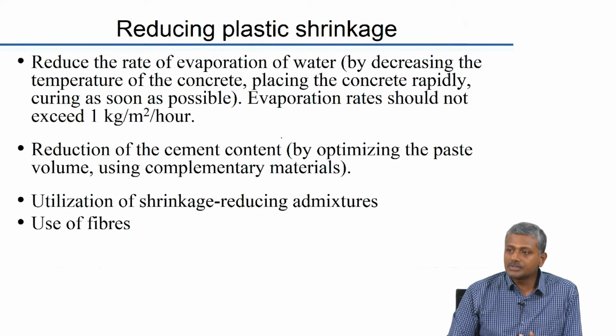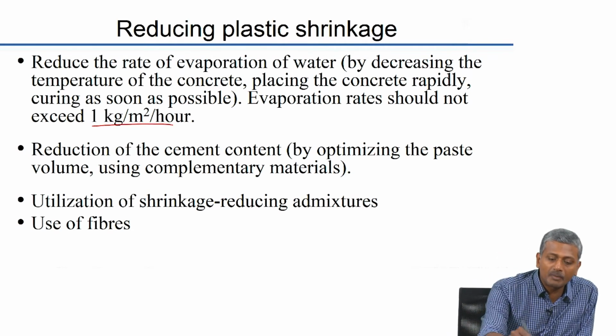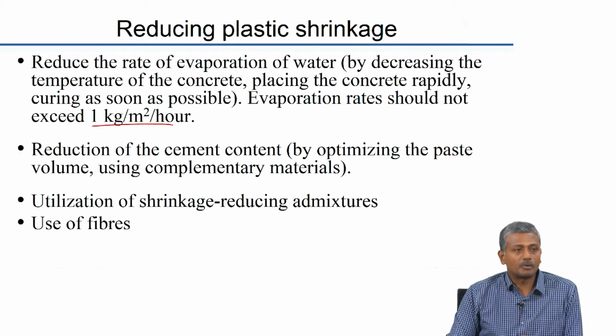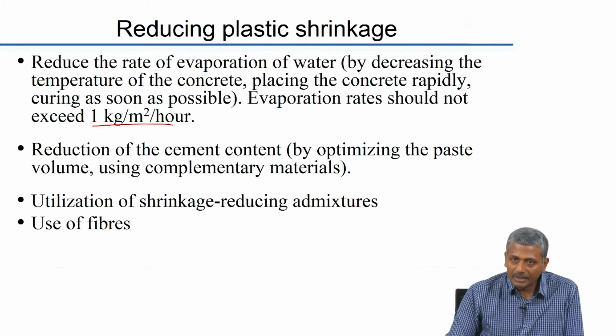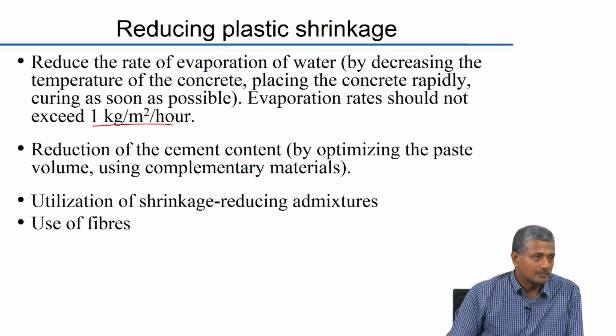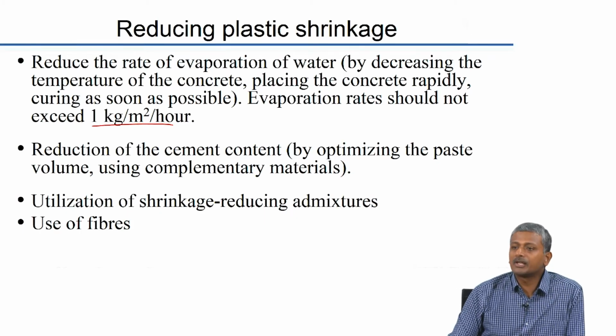It is generally seen that when the evaporation rate from the top surface does not exceed 1 kilogram per square meter per hour, plastic shrinkage is not really a problem. Okay, but very often, especially on dry and windy days, we can have this combination causing excessive drying from the concrete. How do you estimate this 1 kilogram per square meter per hour?